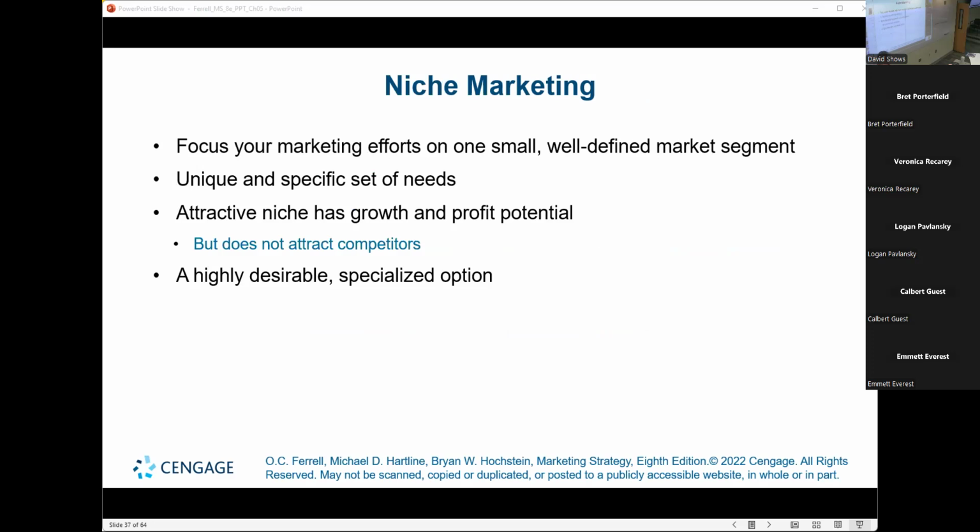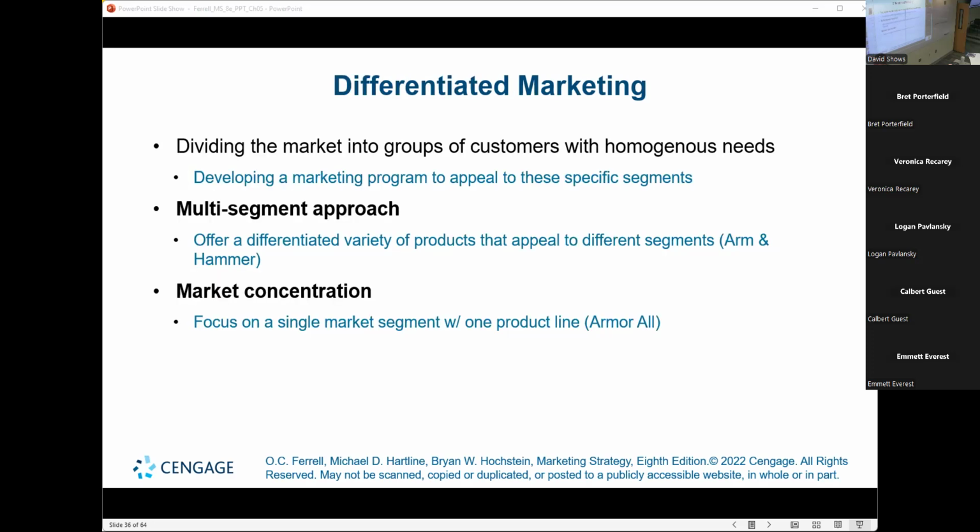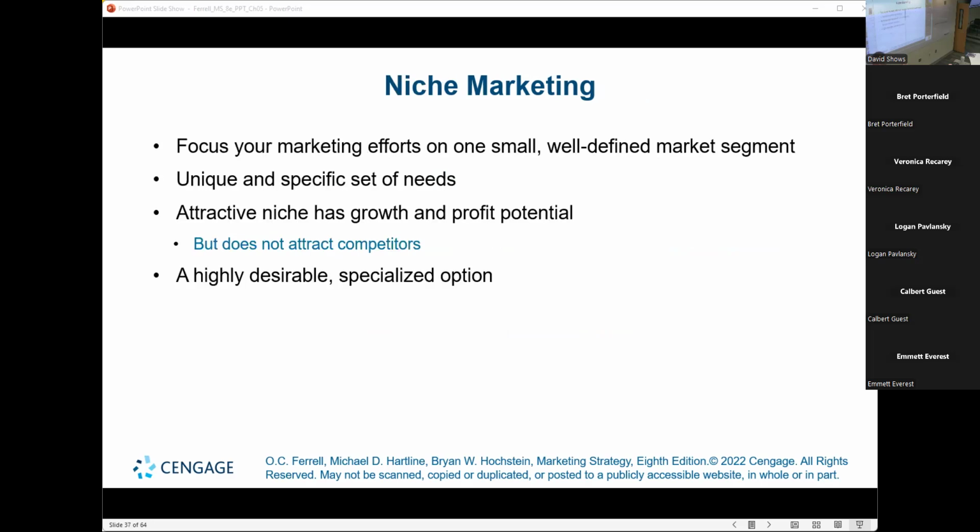But niche marketing is different from marketing concentration. It is a well-defined market segment with very unique needs. It has a very attractive niche and a specialized group that doesn't readily attract competitors.